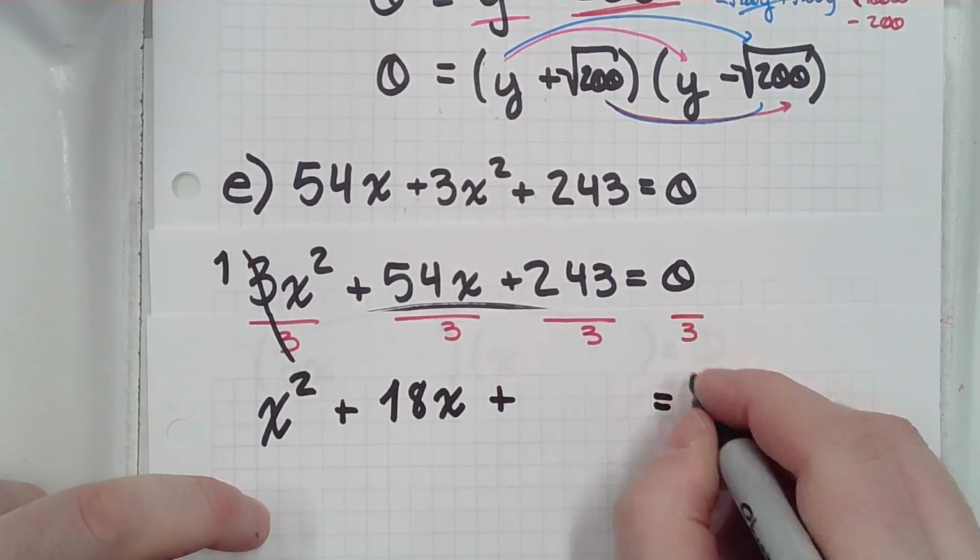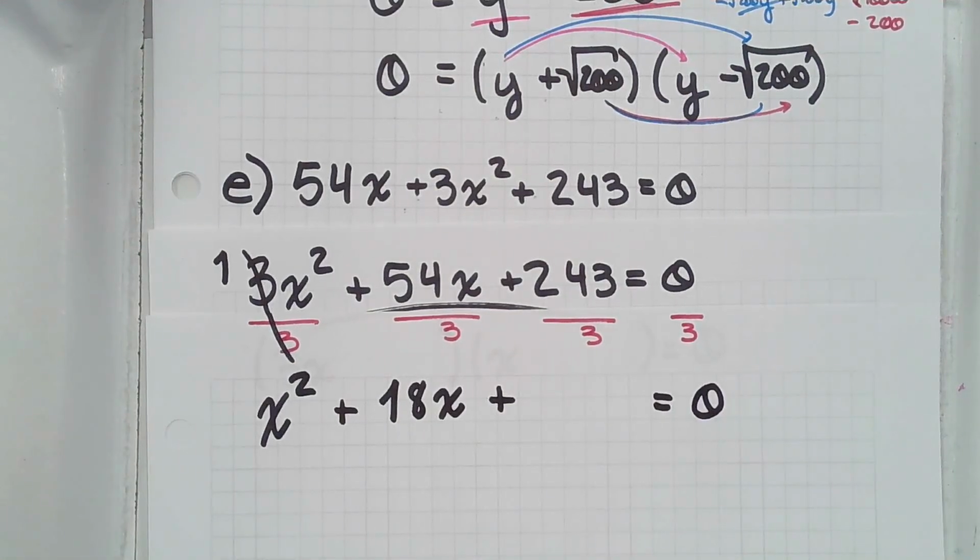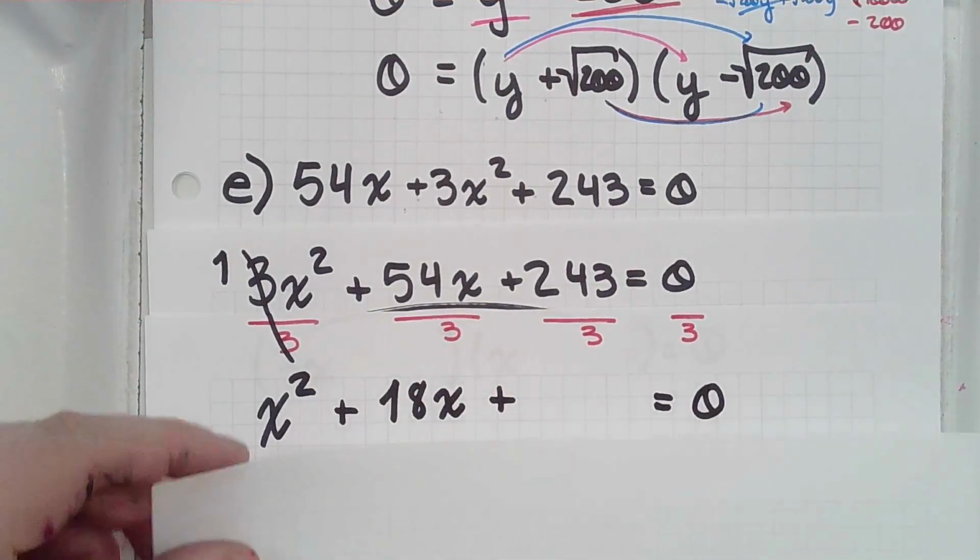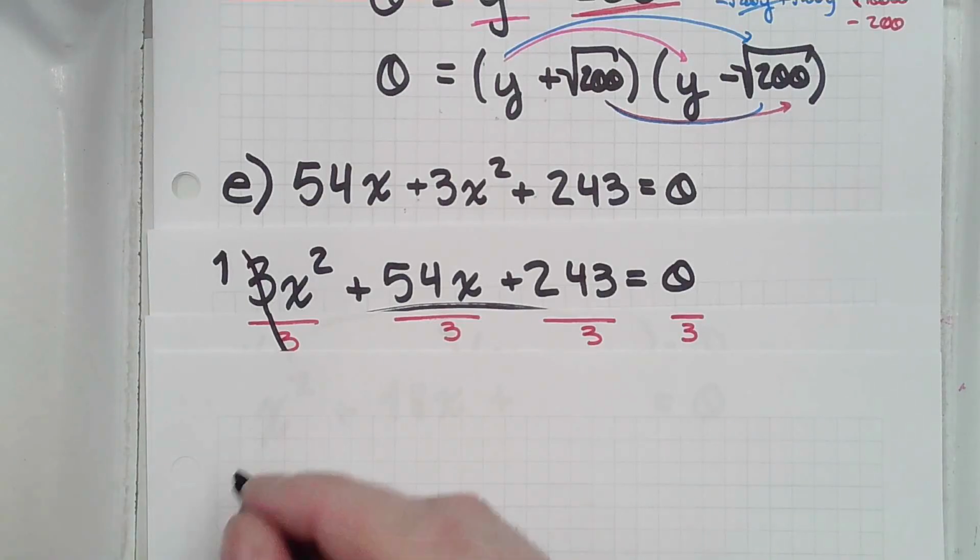Over here, 0 divided by 0 is 0. So let's just get that out of the way. 243. I know that's divisible by 3. I'm going to show you how. It's kind of the same way I did this last one, but I'm going to write it down.